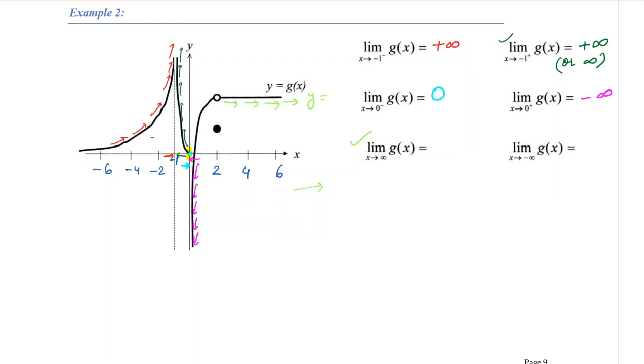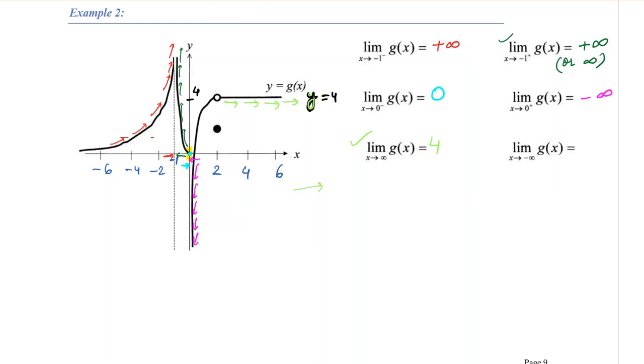It's not given here, but I can tell you the value of the function is 4. So when x approaches infinity, we say that the value of y approaches 4.